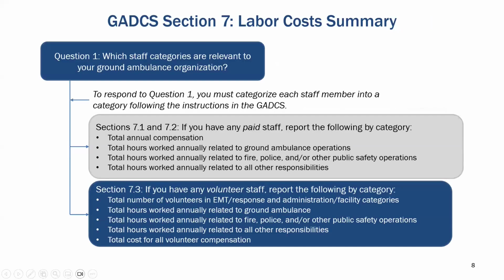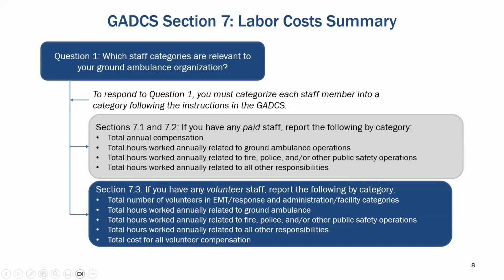This slide provides a high-level overview of Section 7 on labor costs. The overall goal of Section 7 is to capture information on your organization's staffing and costs associated with ground ambulance labor. Although this section is relevant for all organizations, we won't go into any details for reporting on paid staff.